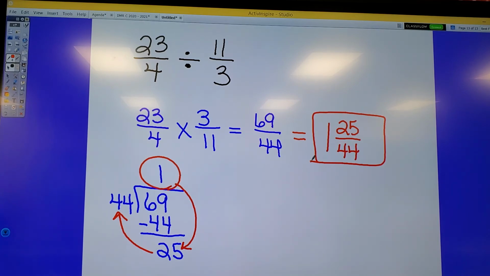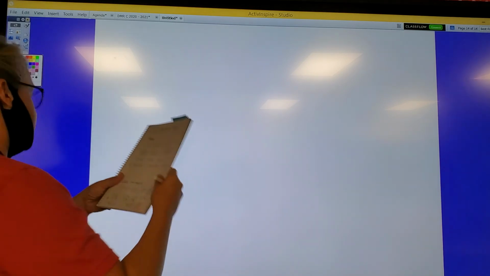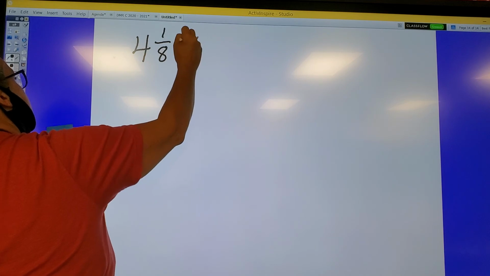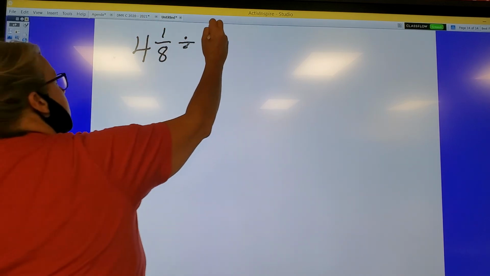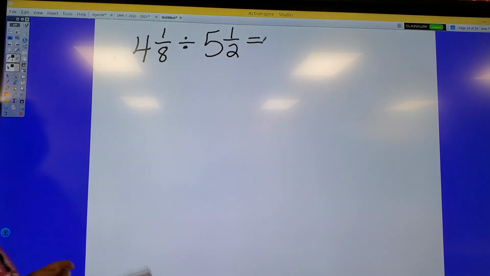Okay, I'm gonna have us try one more, and then I'm gonna give you the rest of the time to work. All right, because this is, again, I know it's somewhat time consuming for people. So let's do 4 and 1/8 divided by 5 and 1/2. You try that one. Again, if you get stuck, I'll start doing it up here.